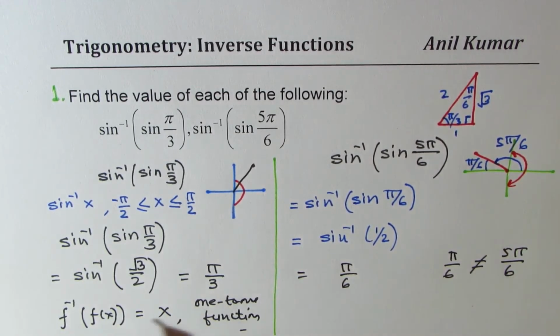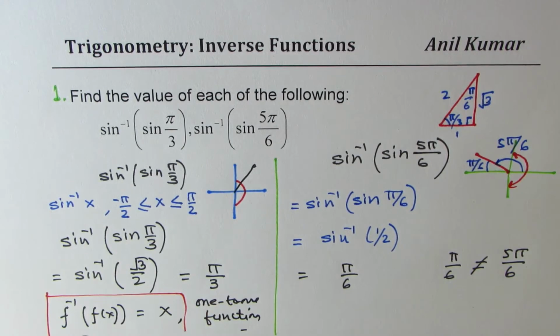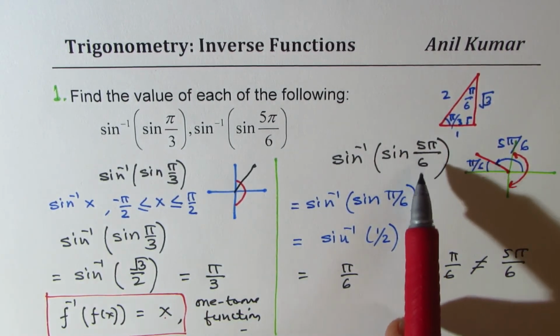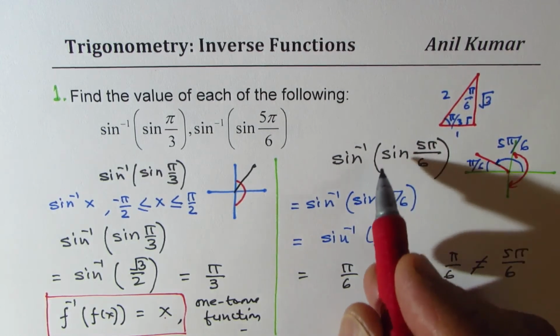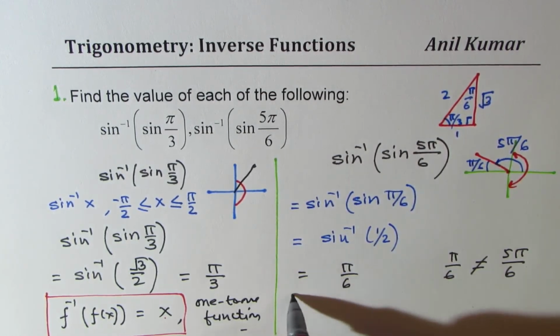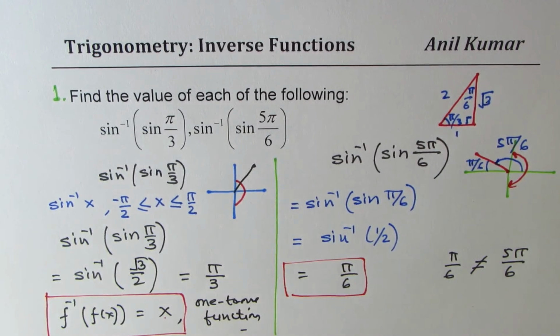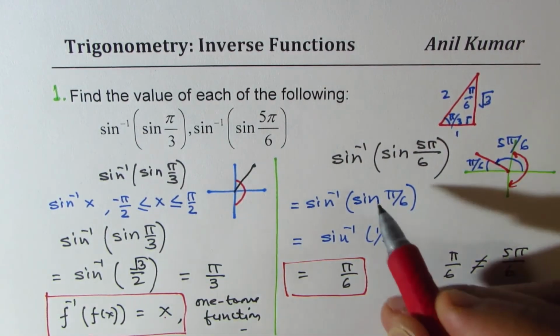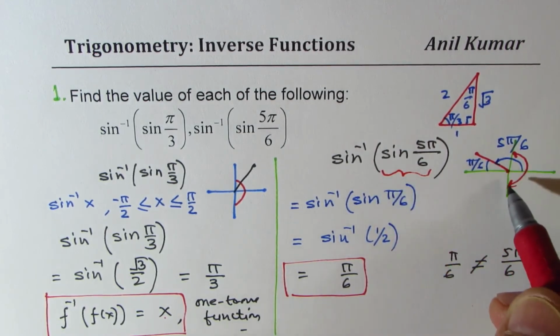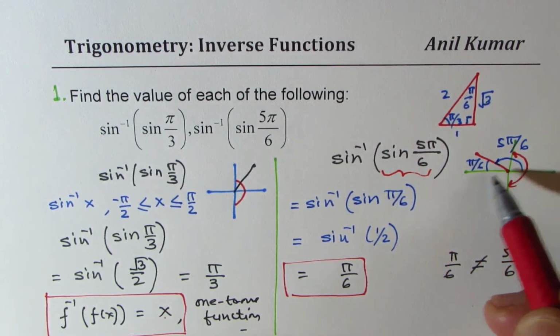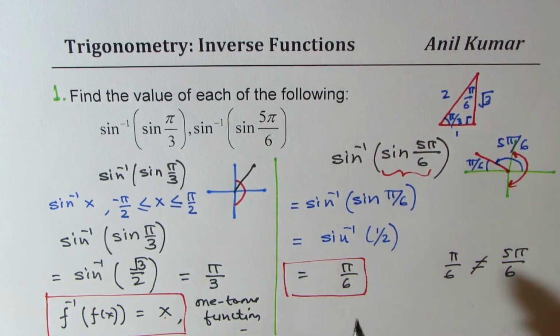Do you see that? So this particular relation, which is f inverse of f of x is equal to x, is not true. The answer is not 5 pi by 6, correct? The answer here is pi by 6. That is the answer. So it is very important to understand that if the part here is not within the one-to-one function domain, in that case we do not get the same value as x, correct?